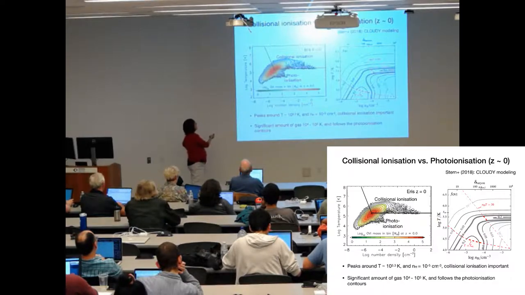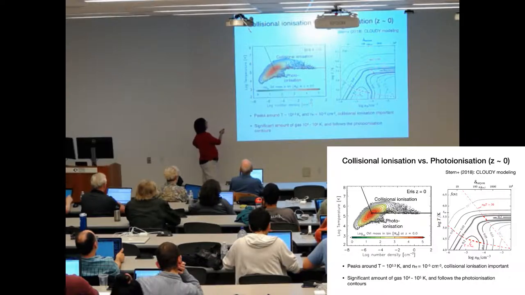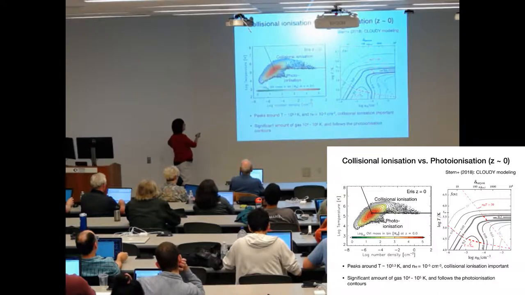Okay. So if we look at the total oxygen 6 mass distribution in this phase diagram, we see that at redshift 0, we see quite a bit of collisional ionization still. There is collisional ionization gas. But there is also a tail here with cooler gas of photoionization.